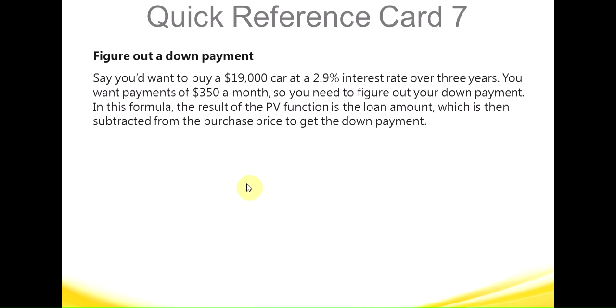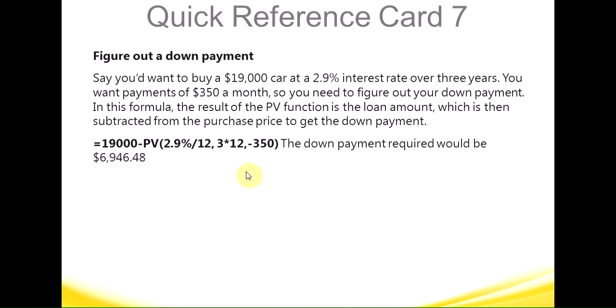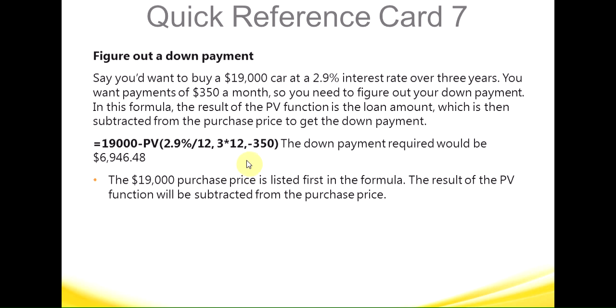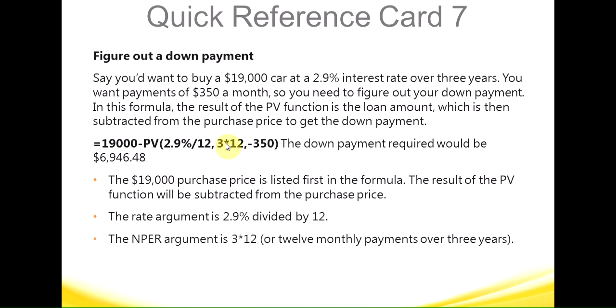We figured out a down payment for a car worth $19,000. For this, we used the value of the car or loan at $19,000 and subtracted the present value, or the PV, to figure out what our down payment would be to reach a monthly payment of $350. The rate that we used in this formula is 2.9%. The NPER was 3 times 12 for a 3-year period. The payment that we wanted was negative $350 to achieve a $350 per month payment.